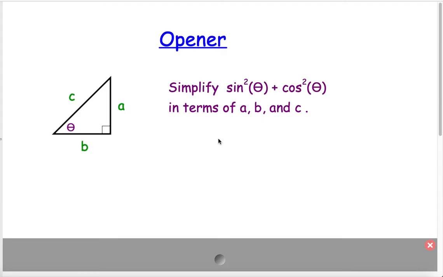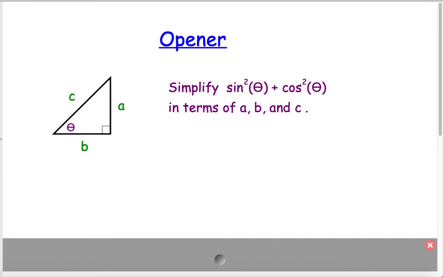As we start our new unit on analytic trig, I'd like to do an opener here with a right triangle. Let's say we have a right triangle with one of the acute angles labeled theta, and the legs are A and B, and the hypotenuse has length C. I'd like you to simplify sine squared plus cosine squared in terms of A, B, and C. All right, that sounds simple enough.